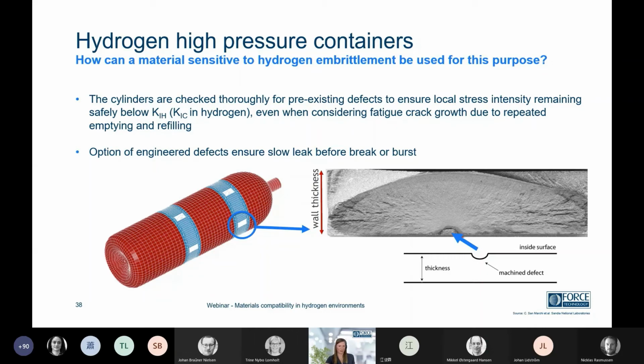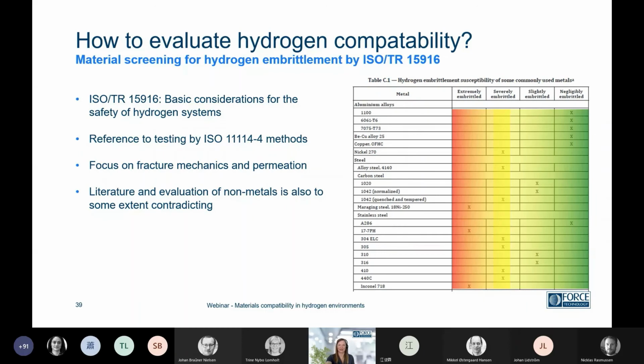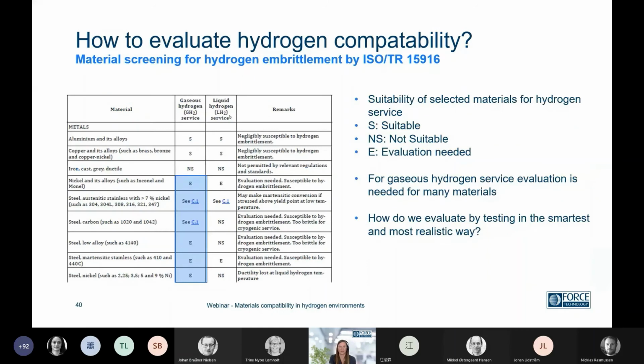Of course, that's a good thing, but there may be gray zones where we can work with materials and make it work anyway. Another option is ISO TR 15916. Generally the same approach, focus on: are they embrittled? Yes, no. If we dive into it and look at different alloys, carbon steels, low alloy steels, the general picture is that very few materials are considered suitable.